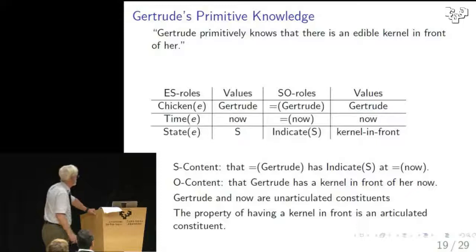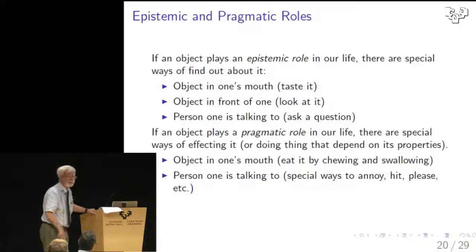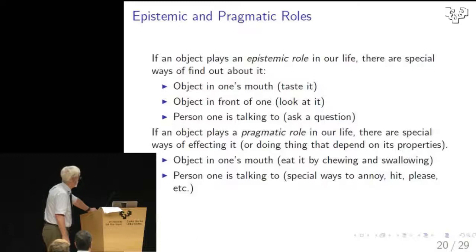Now, another notion that's useful here is epistemic and pragmatic roles. An object plays an epistemic role in our life if it's in some relationship such that there are ways of knowing about things that are in that relationship. So the object in one's mouth you can find out about by tasting it. There's also a pragmatic role. You can spit it out if it doesn't taste very good. The object in front of one, you can look at it. If you want to hit it, it's easy to hit the object in front of you, not always too wise.